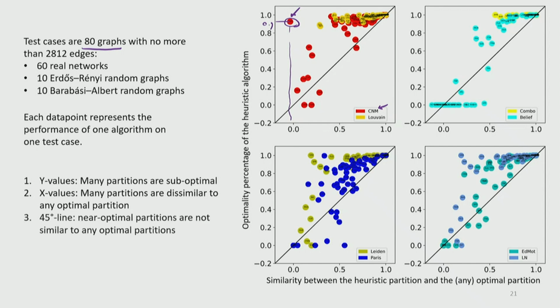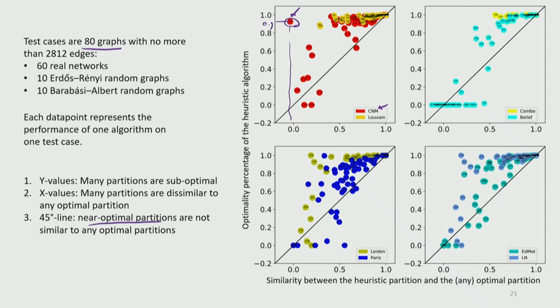And the most interesting observation is if we look at the 45-degree line. The 45-degree line shows situations where 5% suboptimality translates to 5% dissimilarity, meaning that the heuristic is acceptable because we are approximating maximum modularity. We are 5% off, so our result is also 5% off from the optimal result. But you can see that most of these data points are above their corresponding 45-degree lines, and this tells a very concerning story.